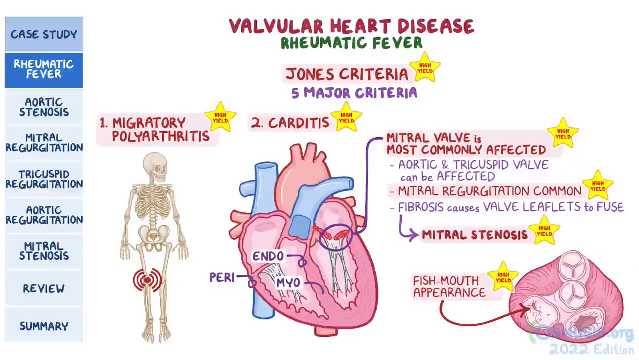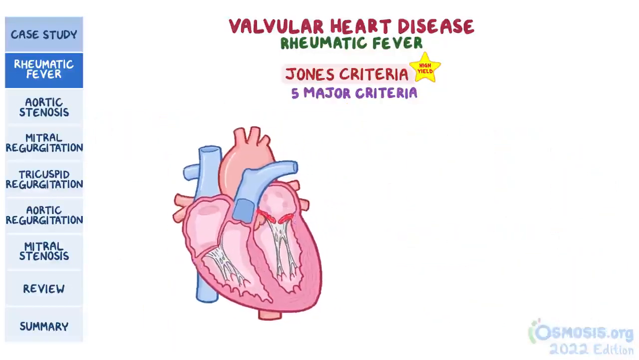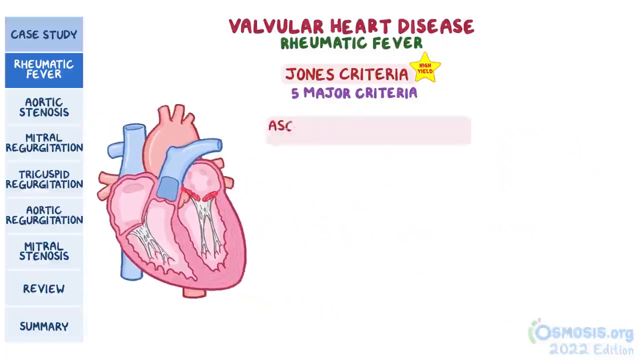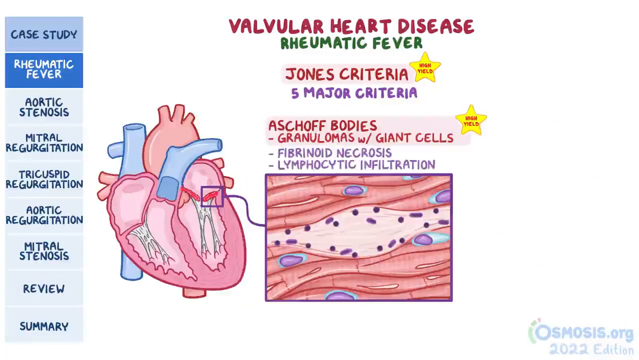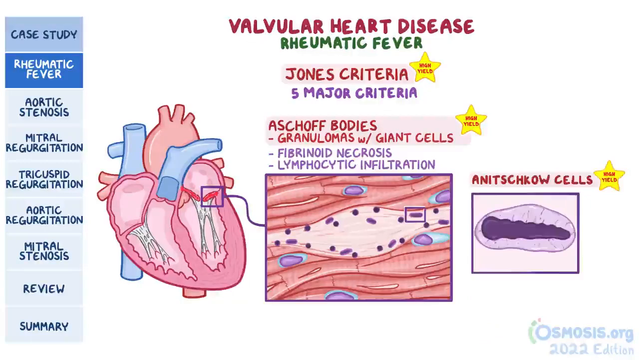Now, although not a part of the Jones criteria, a high-yield fact is that on histology there will be Aschoff bodies in the heart. These are granulomas with giant cells, consisting of areas of fibrinoid necrosis and lymphocytic infiltration. Within Aschoff bodies, there are characteristic Anitschkow cells, which are enlarged macrophages that have a characteristic caterpillar-looking nucleus.